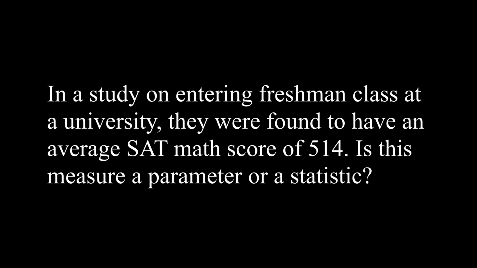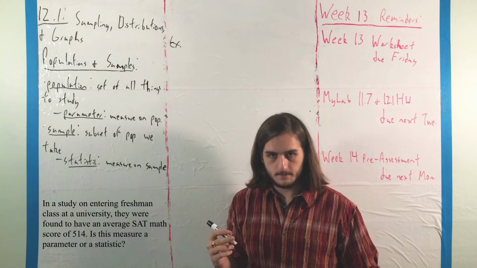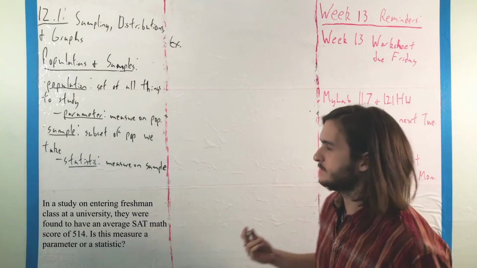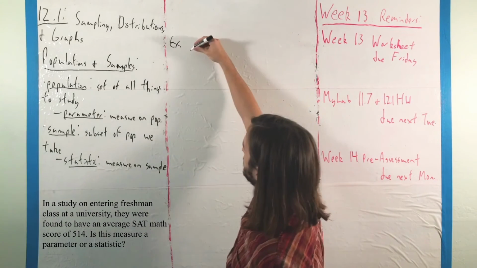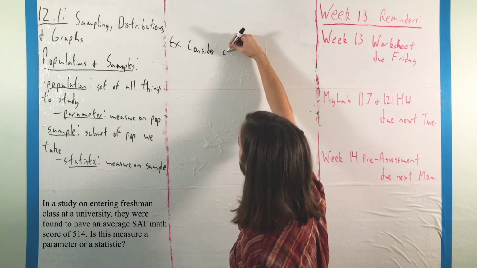For our second example, we have that in a study on entering freshmen in a university, they were found to have an average SAT math score of 514, where we want to determine if this measure is a parameter or a statistic. So in this case, we're trying to determine whether those freshmen were a population or a sample. And what we want to do here, really to determine our answer, is consider the context.